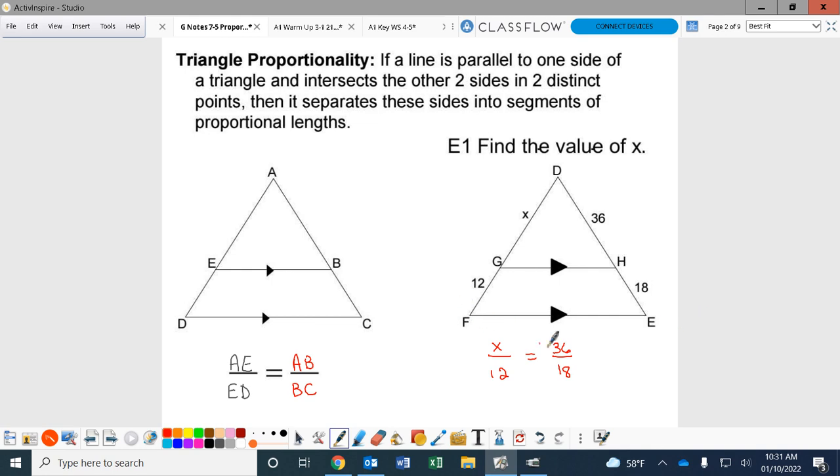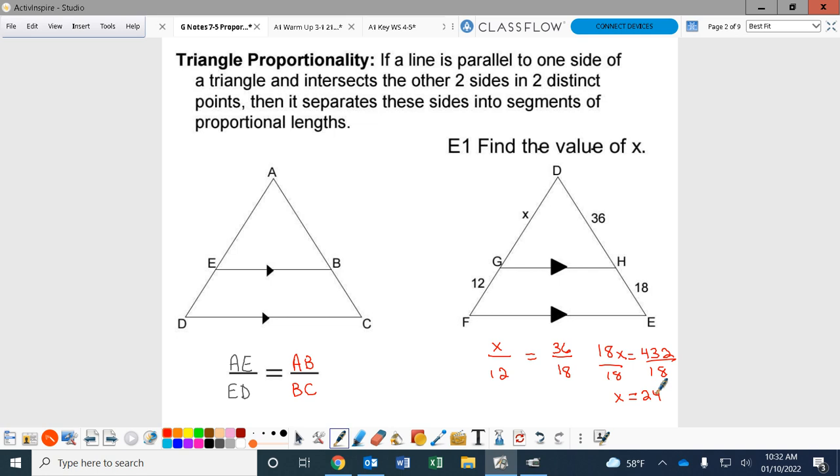Okay, cross multiply, because that's how we solve every proportion. That's going to be 18x equals, what's 12 times 36? 432. There you go. Divide by 18, divide by 18. What'd y'all get? 24. Perfect. X equals 24. There you go.